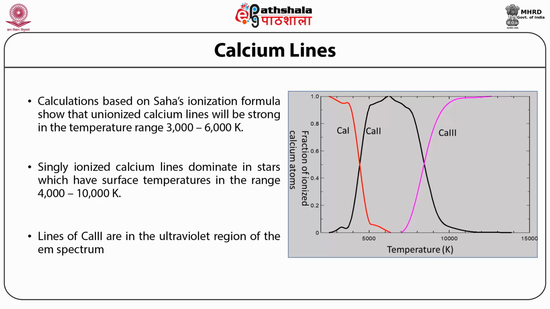So, the given figure here shows the calcium 1, calcium 2, calcium 3 lines, or we can say that the given figure shows the fractions of ionized calcium atoms as a function of temperature. Although the lines of calcium 2 are very intense in the temperature range 4000 to 7500 Kelvin, they are present even at a temperature of 4000 Kelvin. And calcium 3 lines are in the ultraviolet region.